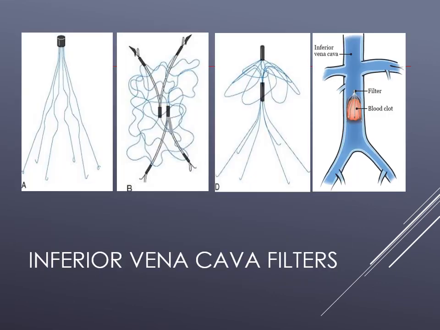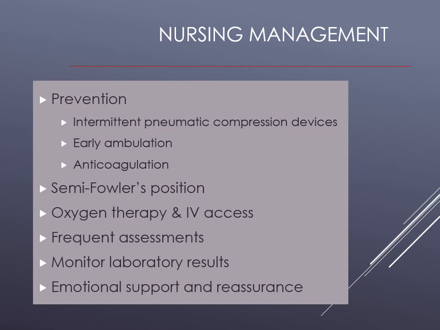These pictures depict some of the different types of inferior vena cava filters and an image of a filter in place. A is a Greenfield filter, B is a bird's nest filter, and D is a VenaTech LP filter. Nursing measures aimed at prevention of PE are similar to those for prophylaxis for DVT. The prognosis of a patient with PE is good if therapy is promptly instituted.